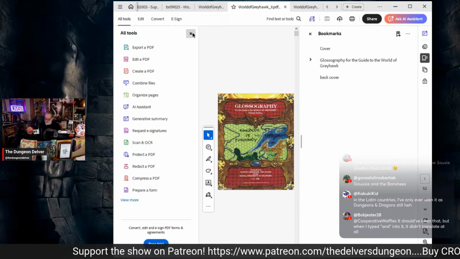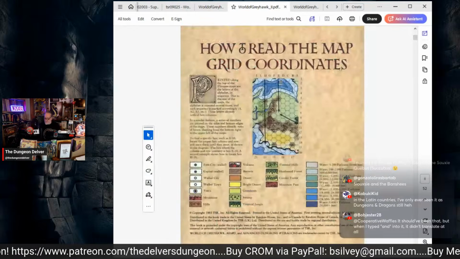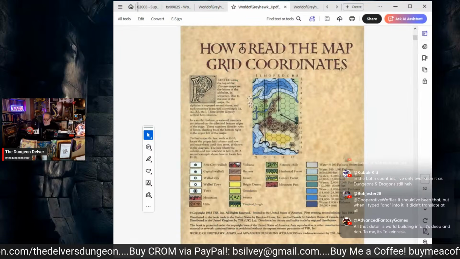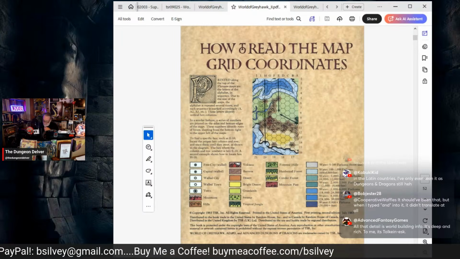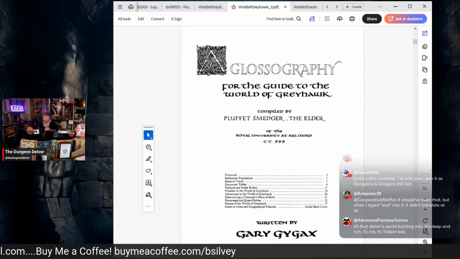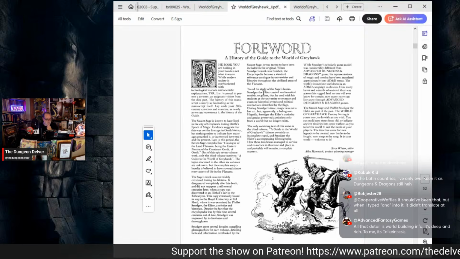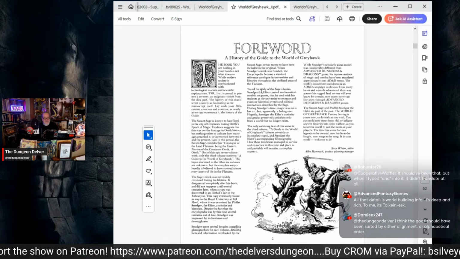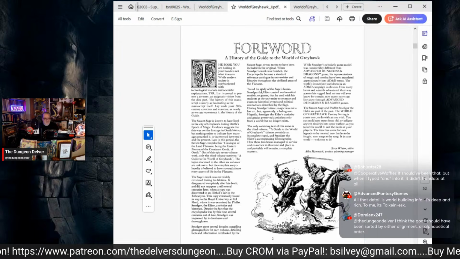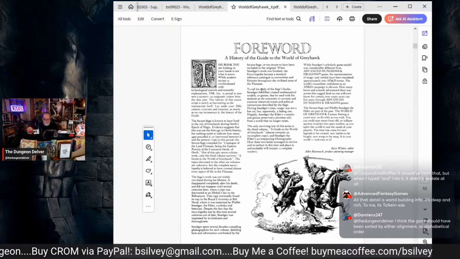And then we have the glossography, which is less pretend textbook and more, or I'm sorry, this is pretend textbook. It tells you how to read the map, which is very handy. And it takes the standpoint of, and Stephen Radney McFarlane was talking about this. The way he's doing Melf's Guide to Greyhawk is, this is the work of Pluffet Smedger the elder. His is the work of Pluffet Smedger the younger, his son.